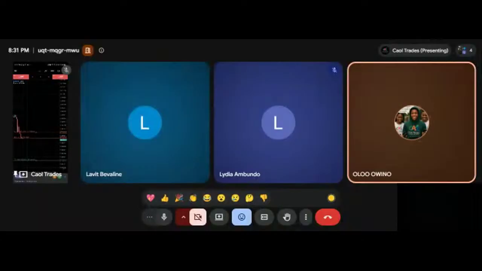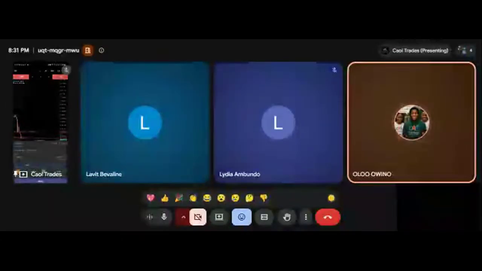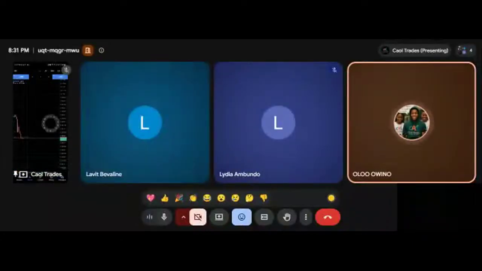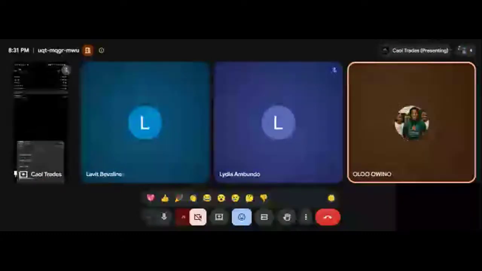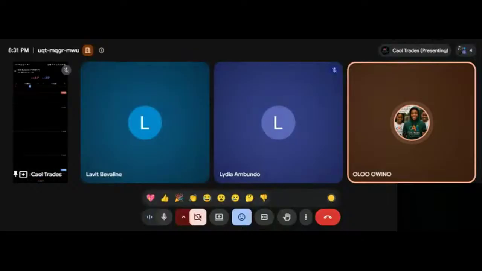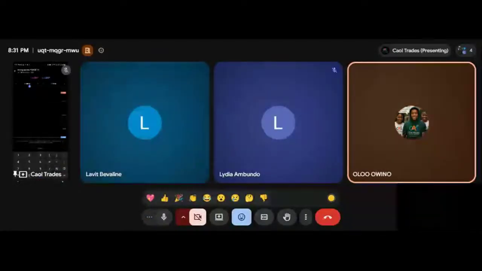I click on that arrow, then I press on modify. That's way number one. Way number two, I can come to this place, then long press on the trade, then I press modify position, then I can edit my stop loss and take profit, then press modify.